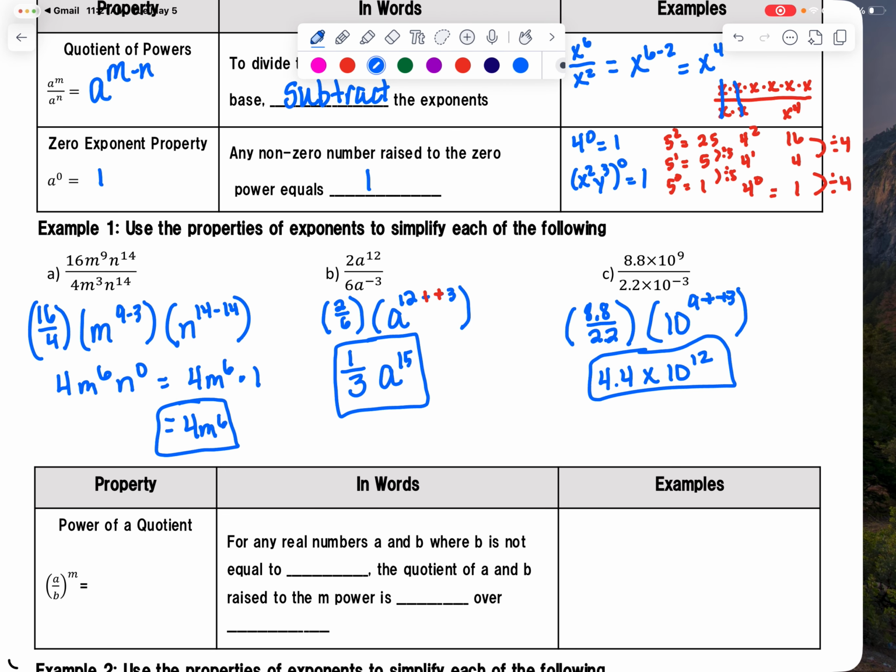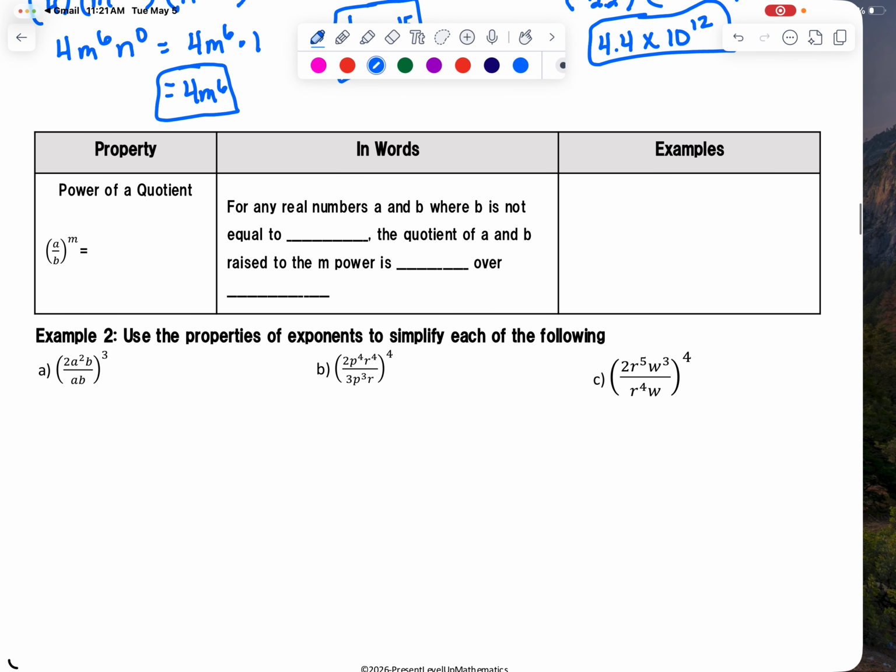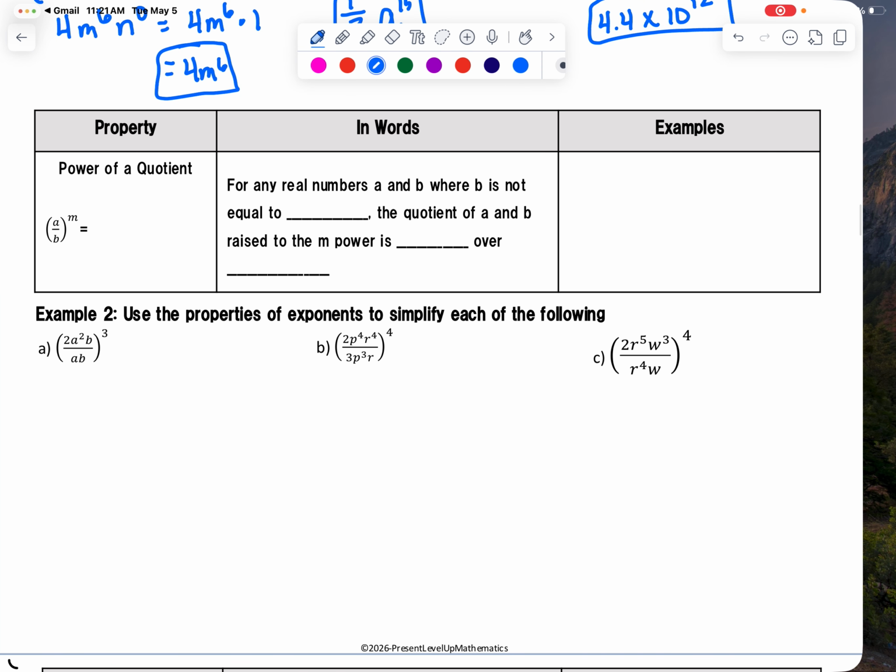All right. Now, another property you need to be familiar with is called the power of a quotient. So in this example, we have a over b, that's our quotient, and we're raising it to the m power. And the property says that you just take the power and apply it to the a and apply it to the b. So in words, for any real numbers a and b, where b is not equal to 0, so your denominator cannot be 0, the quotient of a and b raised to the m power is a to the m over b to the m power.